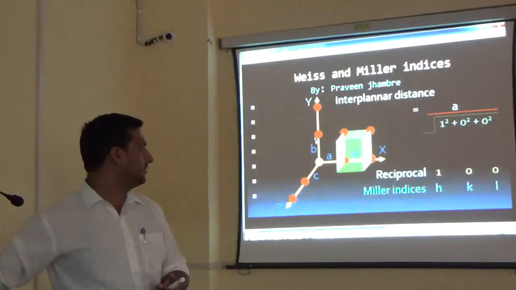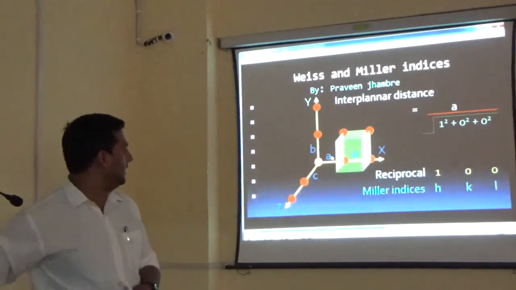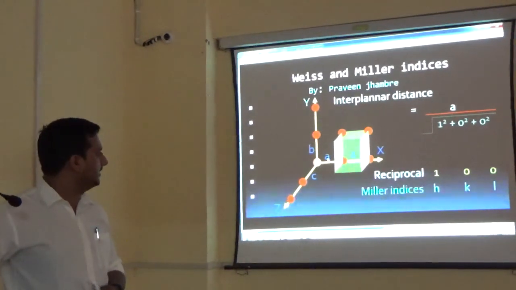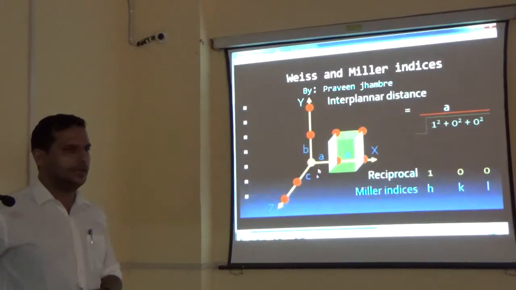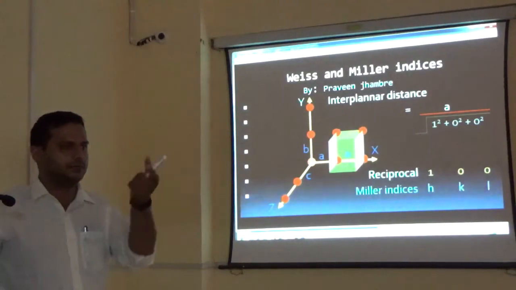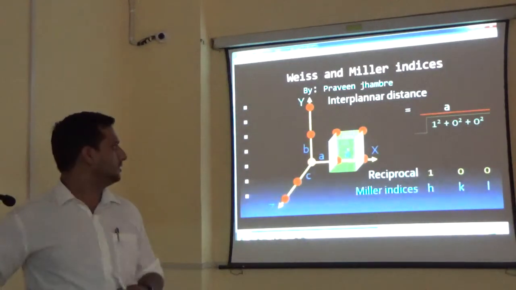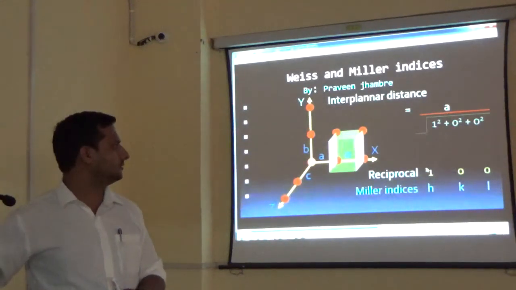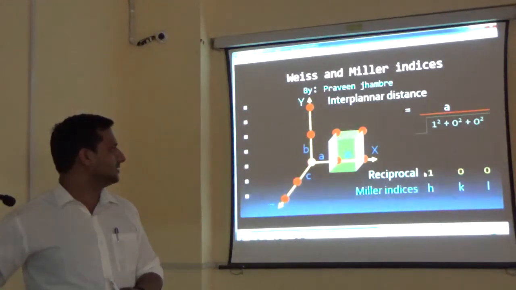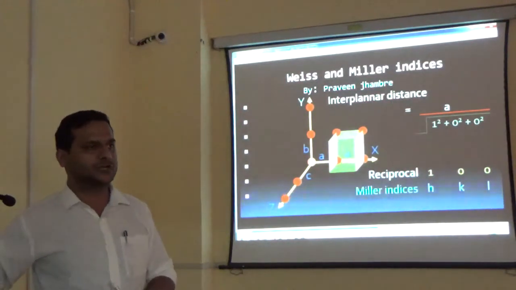So this plane is parallel to the yz plane, the values of k and l become 0, and this plane is at a distance a from the reference point. What was a? The center distance between one atom and the next atom. So that is equal to 1 unit, so the value of h is equal to 1. This is the Miller indices 100. If we place brackets here, that is the Miller indices notation of this plane.